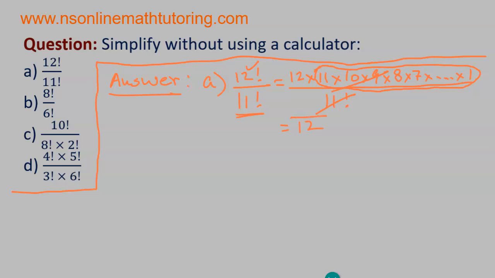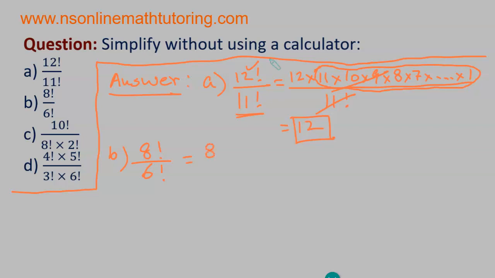So 12 is the answer for the subpart A. Okay. So the subpart, I did not draw these boxes for the first question. So for the subpart B, 8 factorial over 6 factorial. 8 is more than 6, so our target should be to express 8 factorial in terms of 6 factorial.